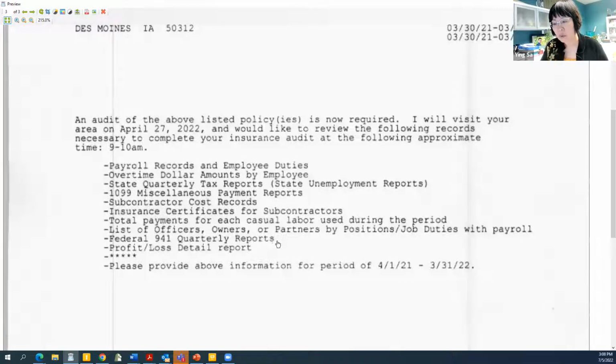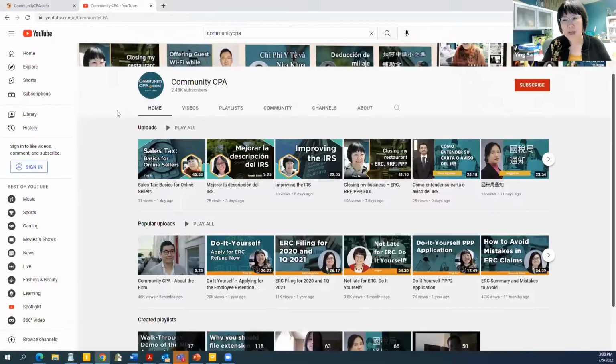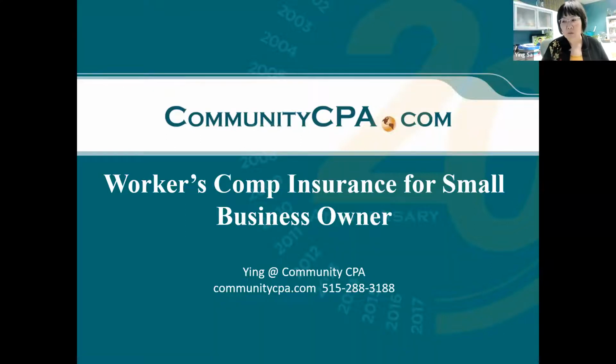Federal 941 quarterly report. This is the quarterly report, but it doesn't have employee names, so they always like the state quarterly report instead. Profit and loss and detailed report. What does that mean? That means they want to see your total income, your total expense, and all the breakdown. Why do they want to see that? They want to make sure that what you give them in detail matches what you have on the profit and loss statement. So that's a quick summary of what happens when they audit you, right? And it's quite heavy. I would say that a workers' comp audit is not a cup of tea. Workers' comp insurance for small business owners is a big topic.